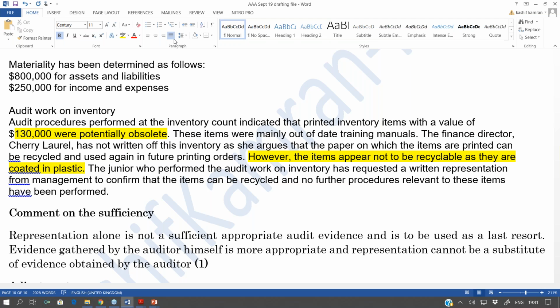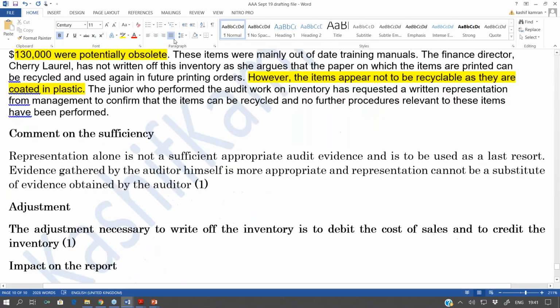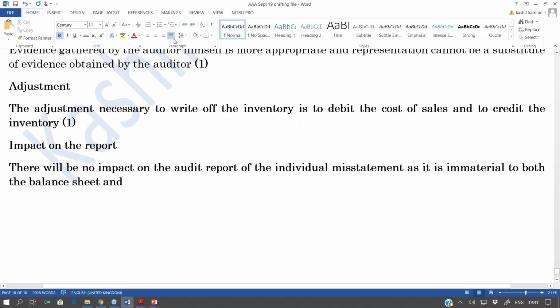Right? So is everyone clear about how we are comparing 130 with the thresholds? So it should exceed that, right? It should exceed 800 or 250. It's not exceeding them, right? So we are saying there will be no impact on the audit report of the individual misstatement. Can there be an impact of an aggregate misstatement? Do you know that common sense, individual and aggregate misstatement? Right? So individual misstatement, as it is immaterial to both balance sheet and income statement, full stop. There will be no impact on the audit report.